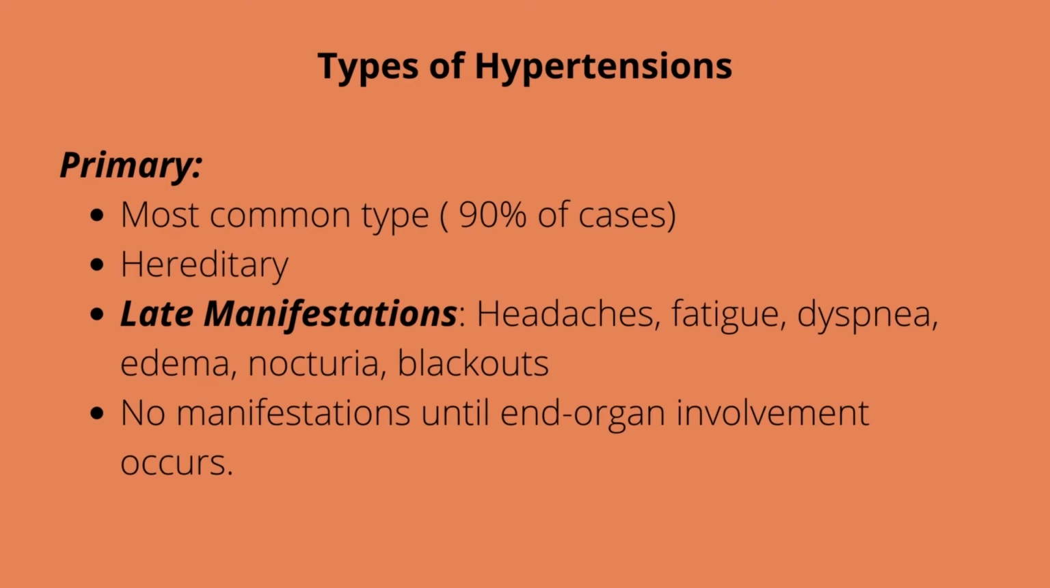So with primary hypertension, this is our most common type of hypertension, and it's 90% of the cases that we have. The cause is actually unknown, though it could be hereditary. It's more common in African American males, and its late manifestations include headache, fatigue, dyspnea, edema, nocturia, and blackouts, right? That blood pressure is really high. And usually there are no manifestations until an organ involvement occurs. That's why it's a silent killer. Somebody wouldn't know they're hypertensive until the organ is failing. I'm not peeing or I'm not breathing that well.